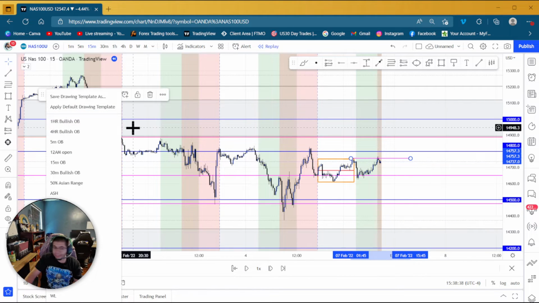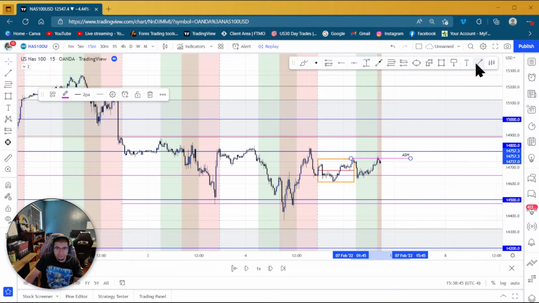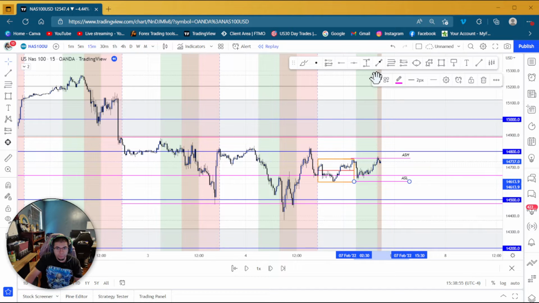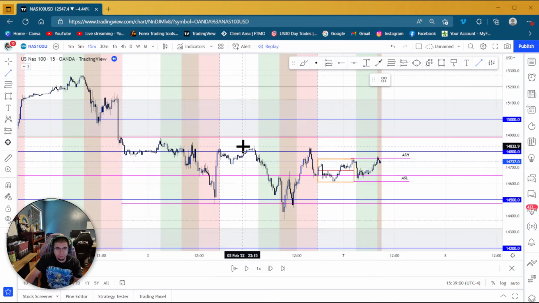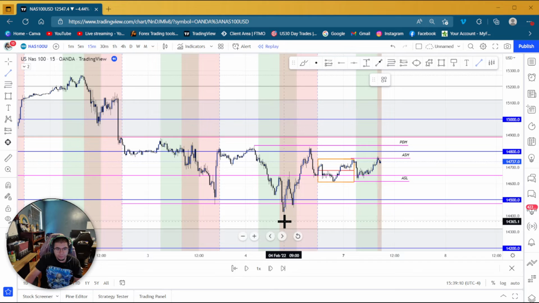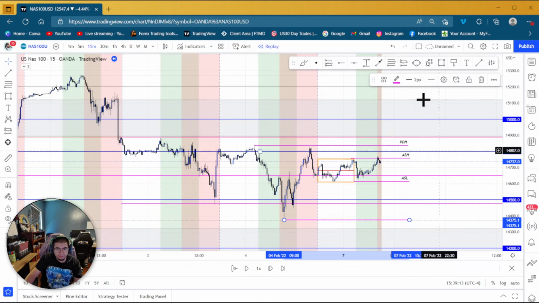What time is it? It's 8 minutes in. Yeah, guys, this isn't something that happens in a minute or two. You have to actually give it some thought and put this together. So then we have our Asian session low. We have our previous day high, which would be right there. And our previous day low, which is right here.